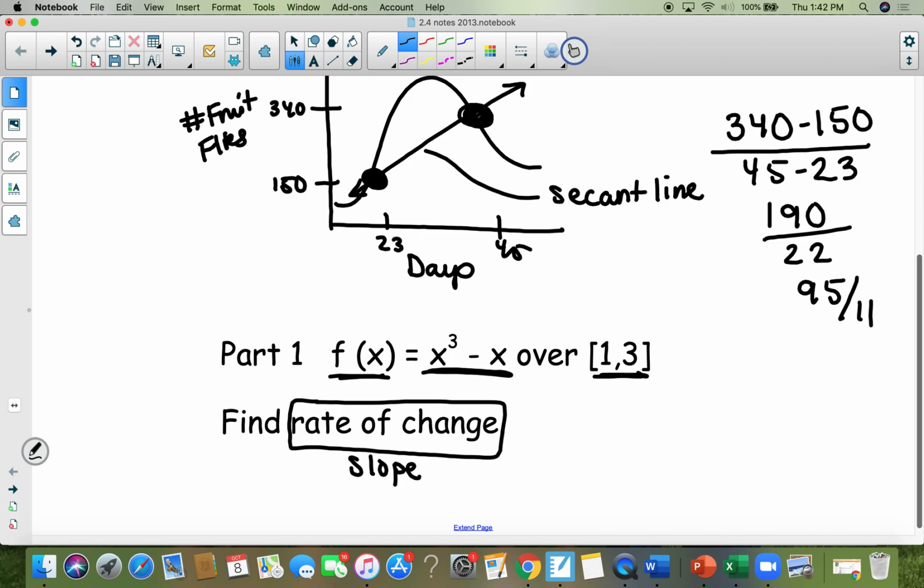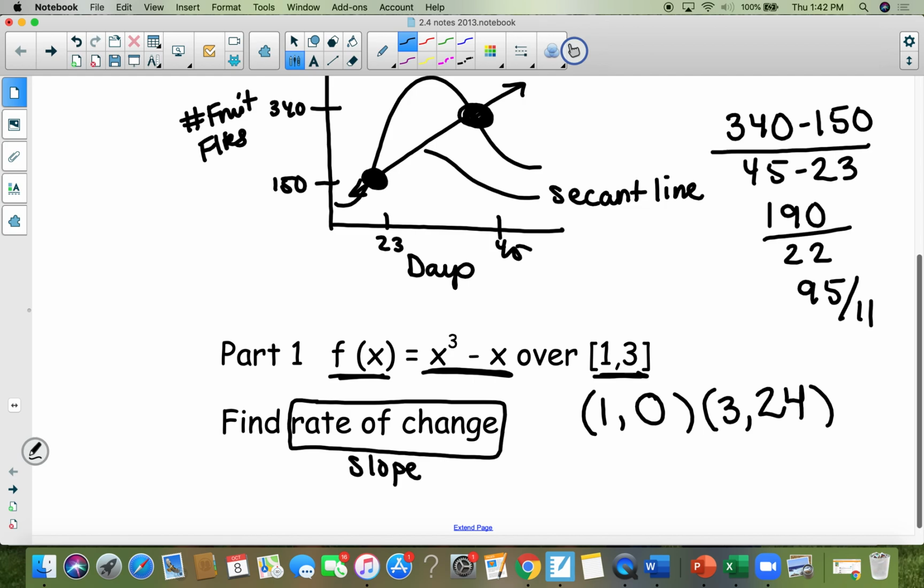What I would do, this is the interval between 1 and 3. Those are really your x values, correct? You need to still find your y values, and you have a formula to find the y value. It's x cubed minus x. This is between 1 and 3. When x is 1, you get 0. When x is 3, you get 27 minus 3, which is 24.